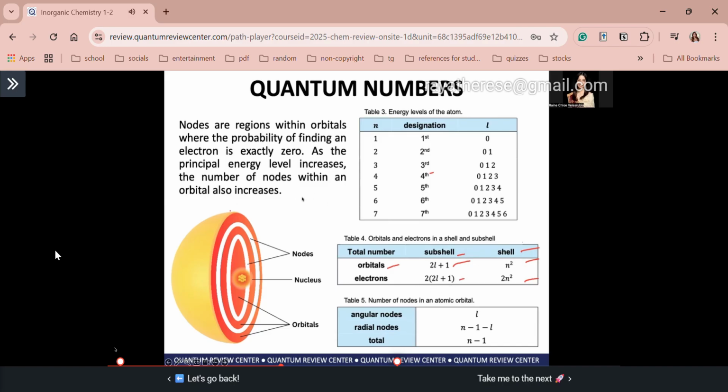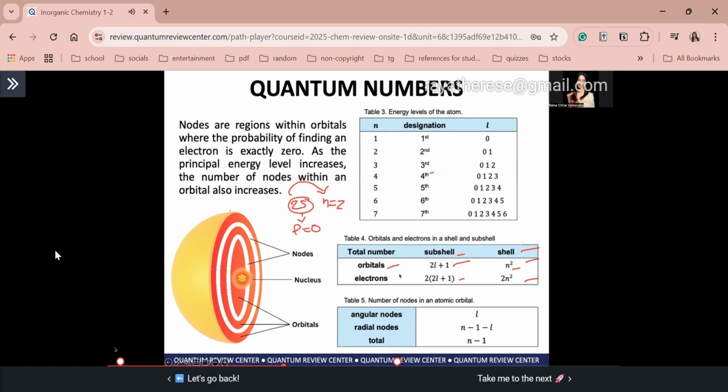So for example, we want to know how many orbitals are there in the 2s orbital. For 2s, okay, the subshell is what? L is equal to 0, right? Kasi s yan. So let's solve. 2 times 0 plus 1 is equal to 1. So there is one orbital in 2s, which is tama naman, diba? How about the total number of orbitals in a shell? So the shell here is given by n is equal to 2. So it's just 2 squared. No? So the number of orbitals in the n is equal to 2 shell is equal to 4.